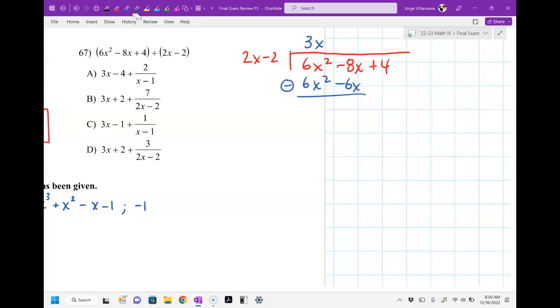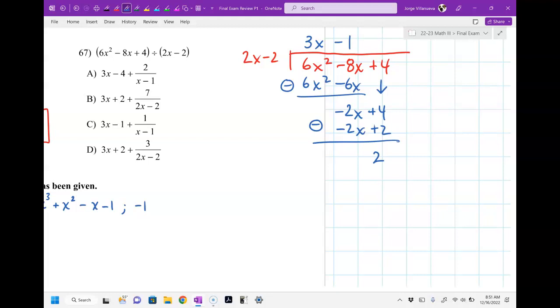So the first ones cancel. Negative 8x minus a negative 6x is a negative 2x, and we drop down the 4. And all I need to do, I've got to get 2x to become a negative 2x, so I'm going to multiply by negative 1. Now remember, I'm just multiplying 2x minus 2 by negative 1. So that's going to give me a negative 2x and a positive 2. And I'm going to subtract. Negative 2x minus negative 2x is 0, and 4 minus 2 is 2, so that's my remainder.